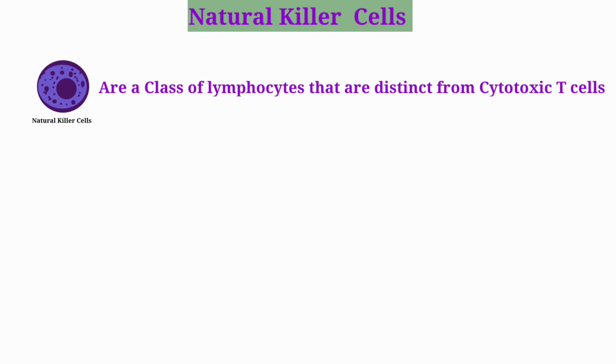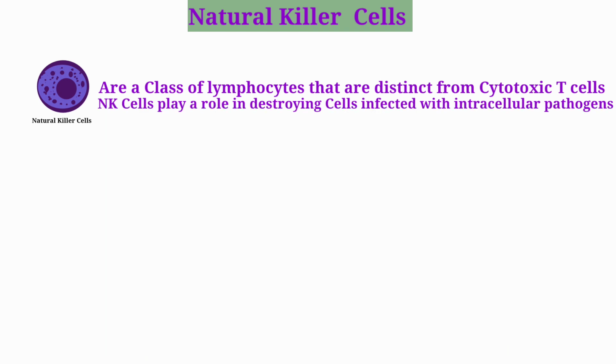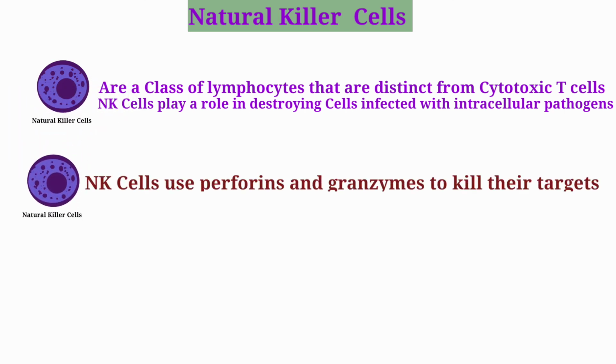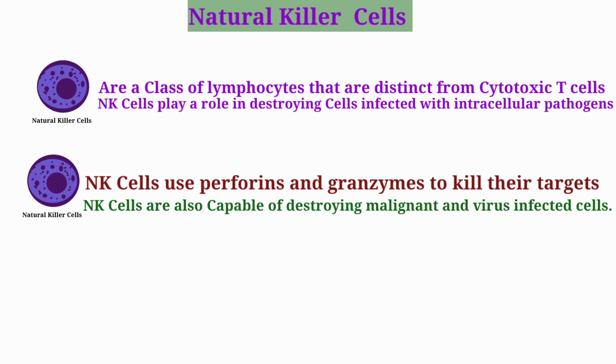Natural killer cells. Natural killer cells are a class of lymphocytes that are distinct from cytotoxic T cells. Natural killer cells play a role in destroying cells infected with intracellular pathogens. Natural killer cells use perforins and granzymes to kill their targets. Natural killer cells are also capable of destroying malignant and virus infected cells without previous exposure or contact with the foreign antigen.